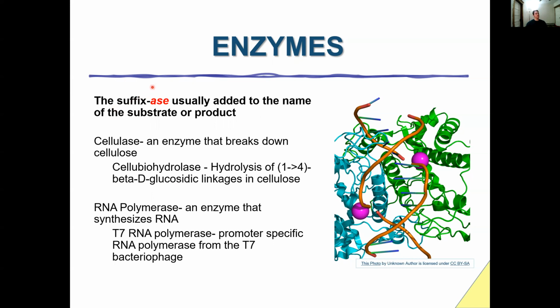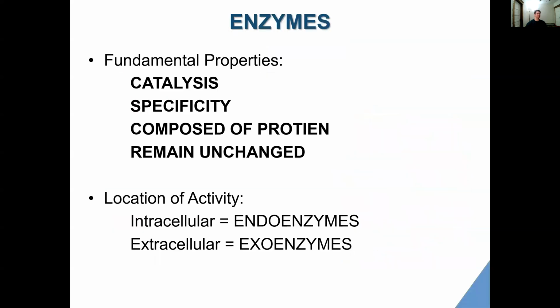Just a quick little tip here. If something has the suffix of "ase," it's usually an enzyme. If you look at something like cellulase, that's an enzyme that breaks down cellulose, and RNA polymerase is an enzyme that synthesizes RNA. So that "ase" is a good tip to look for, to identify the enzymes present in the processes. So what are the fundamental properties of enzymes?